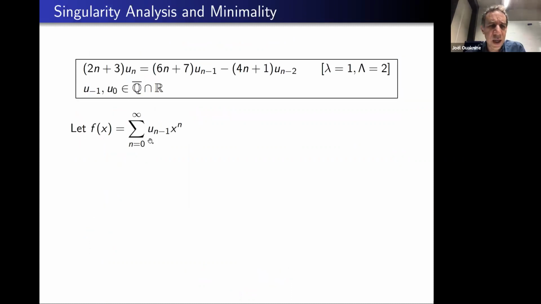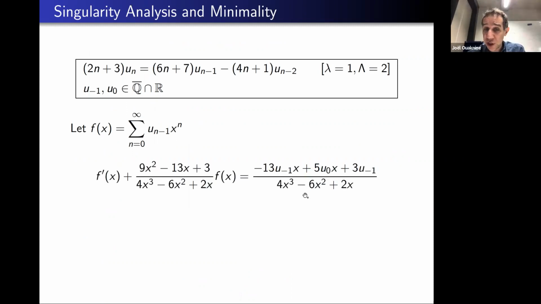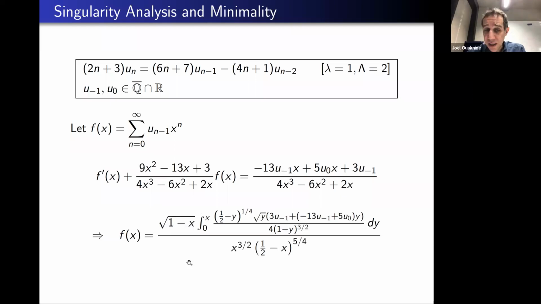So here's the final piece of the puzzle. I write f(x) equals this generating function. By the fundamental theorem of holonomic theory, I know that it satisfies a differential equation, which I've written here. And I can solve this using classical means, and here's the solution. I've got the square root of 1 minus x, then I've got this integral of an algebraic function in y. So you see u_0 here is a constant, u_{-1} is a constant, and otherwise I've got an algebraic function in y, dy. And then in the denominator, I've got these rational functions in these algebraic expressions in x.